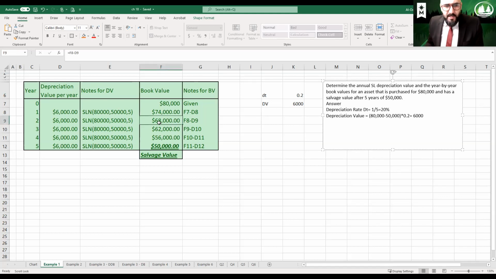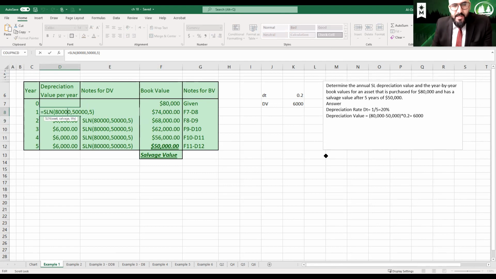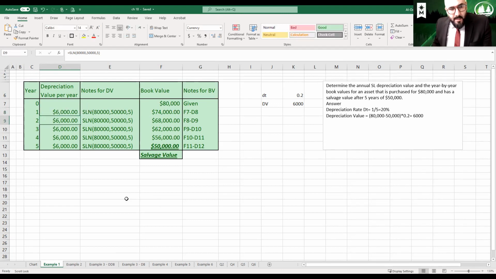All right. On the left side here, you will see the table of the depreciation value. Instead of using the equation, I used the SLN function. I used 80,000, 50,000 for the salvage value, and 5 years for the life of this asset. That would give you 6,000 as the depreciation value every year. Now the book value would be the book value from the previous year, which is 80,000 minus the 6,000. That would give you 74,000 as the book value for year one.